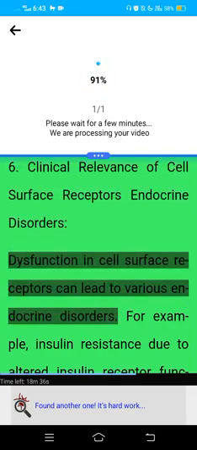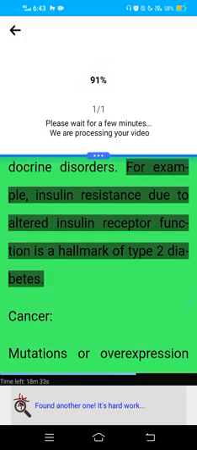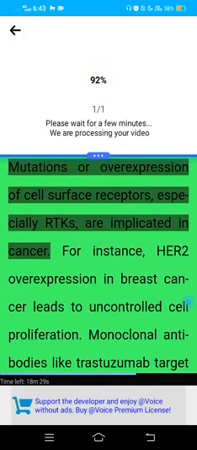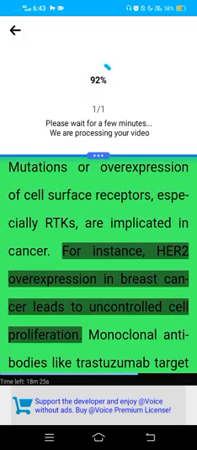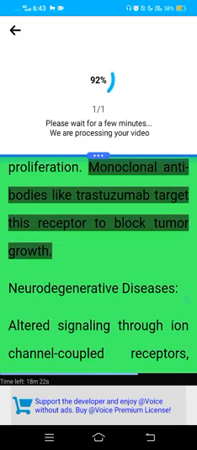Endocrine disorders. Dysfunction in cell surface receptors can lead to various endocrine disorders. For example, insulin resistance due to altered insulin receptor function is a hallmark of type 2 diabetes. Cancer. Mutations or overexpression of cell surface receptors, especially RTKs, are implicated in cancer. For instance, HER2 overexpression in breast cancer leads to uncontrolled cell proliferation. Monoclonal antibodies like trastuzumab target this receptor to block tumor growth.